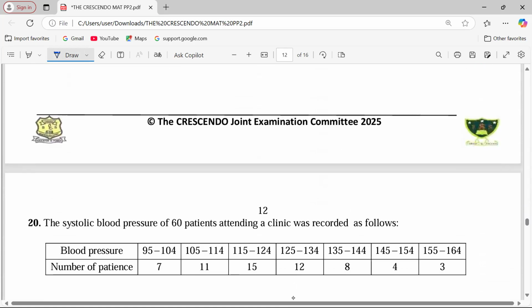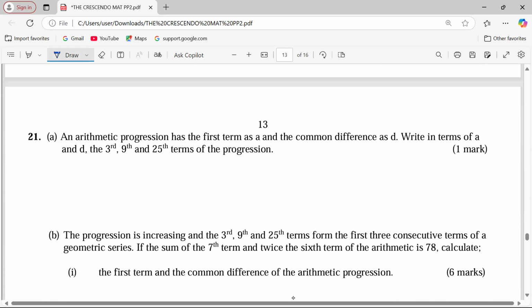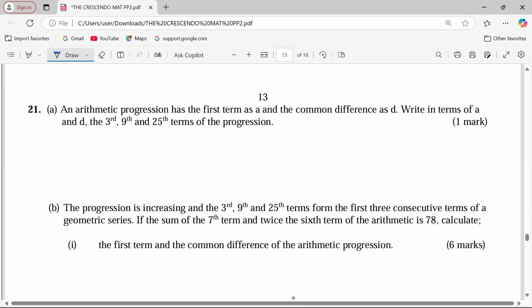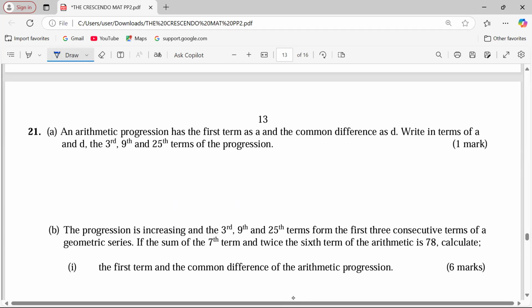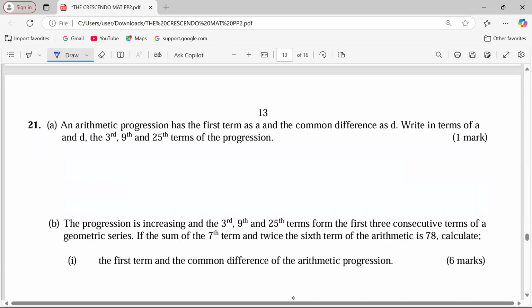So in this case now, we'll be beginning from number 21, which is a question on arithmetic sequences and series, together with geometric sequences and series. In other words, sequences and series. So this is what we'll be discussing. I invite you for the next 1 hour or so, and I am sure that you're going to learn something.